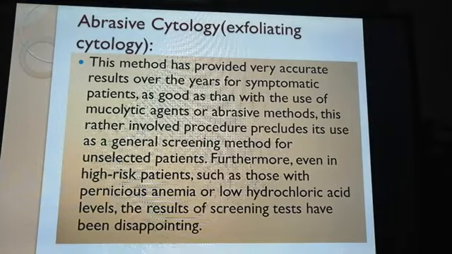Abrasive cytology, exfoliative cytology. This method has provided very accurate results over the years for symptomatic patients, as good as done with the use of lytic agents or abrasive methods. This rather involved procedure precludes its use as a general screening method for unselected patients. Furthermore, even in high-risk patients, such as those with pernicious anemia or low hydrochloric acid levels, the results of screening tests have been disappointing.